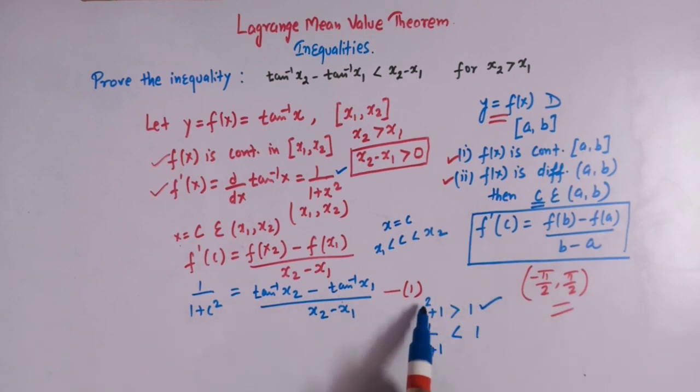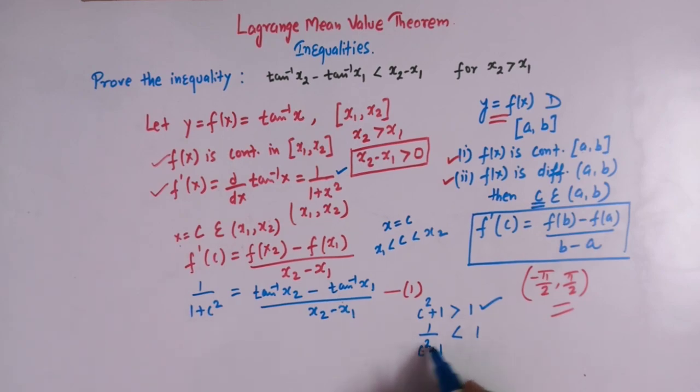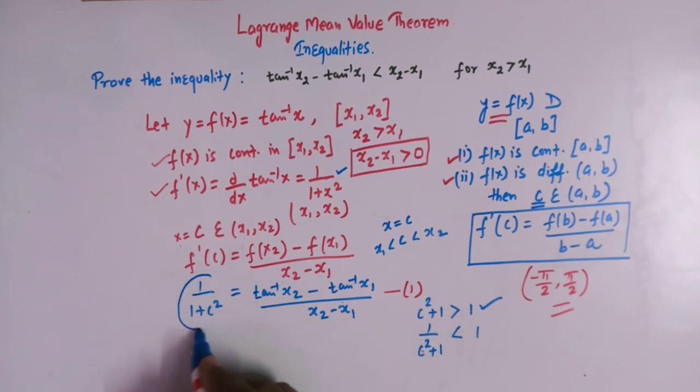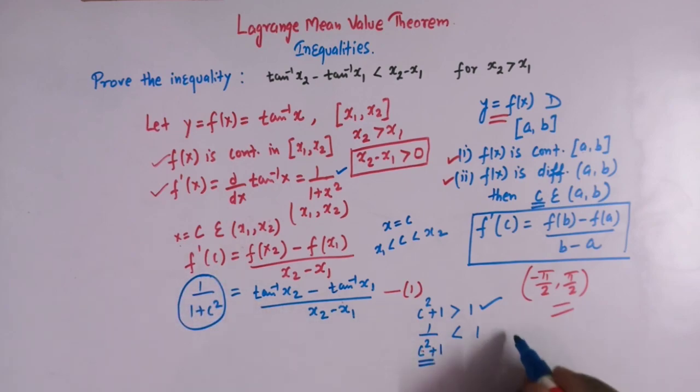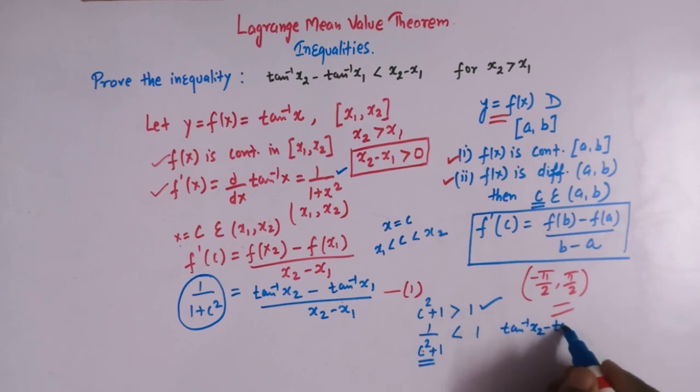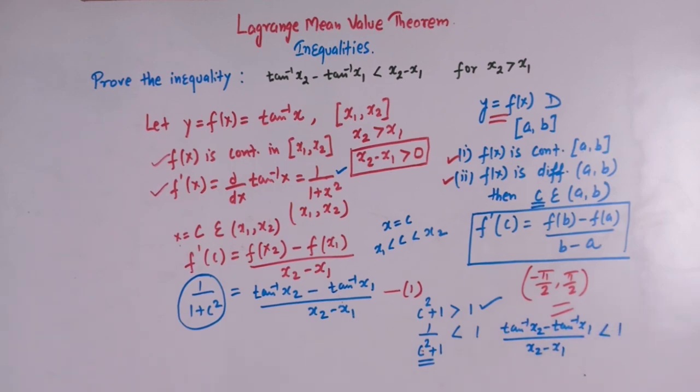See, c square plus 1 is always greater than 1, so the reciprocal of c square plus 1, which is 1 over c square plus 1, is less than 1, right? Now we take this value of 1 over 1 plus c square over here, and we get tan inverse of x2 minus tan inverse of x1 divided by x2 minus x1 is less than 1, right?